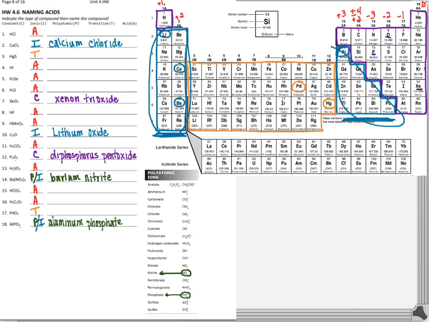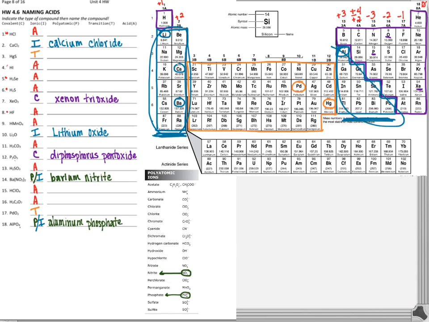Number 1 is binary. I'm going to put a little dot next to it. Number 4 is binary. Number 5 is binary. Number 6 is binary because they only have two elements. Number 8 is binary. Number 9 has 3, so that is not binary. That's ternary. Same thing with 11. And I think that's it for binary. So let's stick to binary acids first.